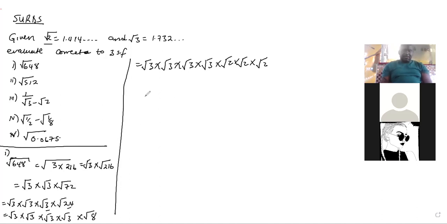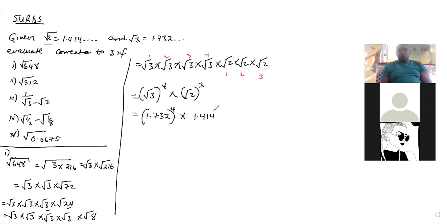When you look at the whole of this, you have 1, 2, 3, 4 root 3s, and 1, 2, 3 root 2s. So you have root 3 to the power 4 times root 2 to the power 3. Root 3 is 1.732 to the power 4 times root 2, which is 1.414 to the power 3. You can now compute this and get the answer. Can we now press our calculators and get that answer?